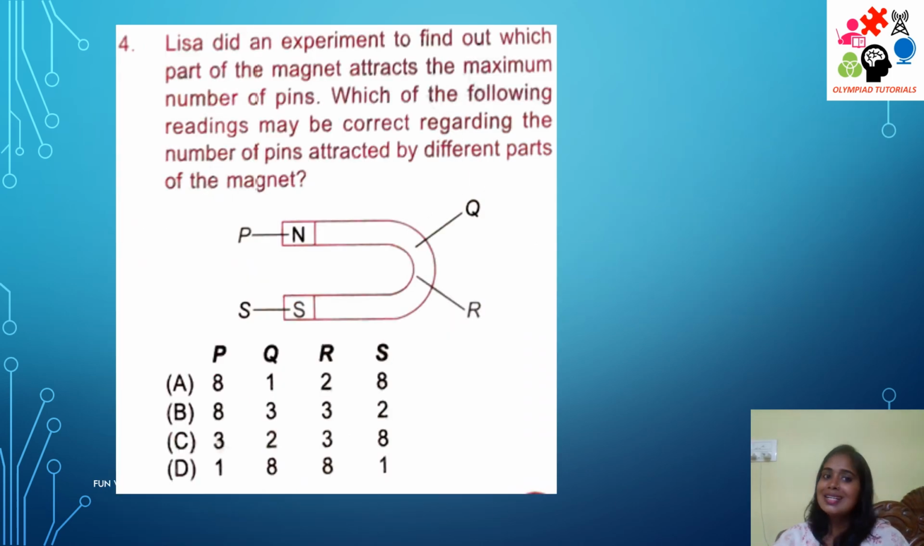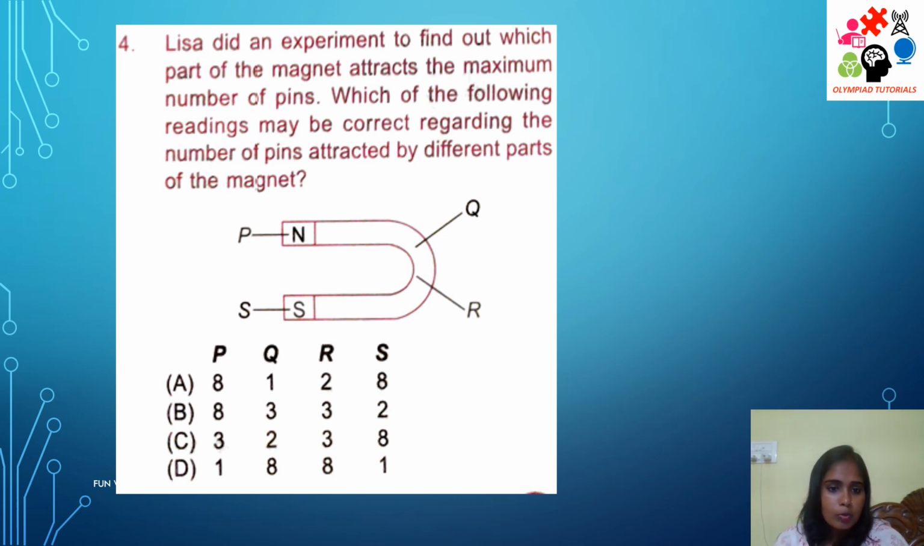Question number 4. Lisa did an experiment to find out which part of the magnet attracts the maximum number of pins. Which of the following readings may be correct regarding the number of pins attracted by different parts of the magnet? So here you can see the picture.